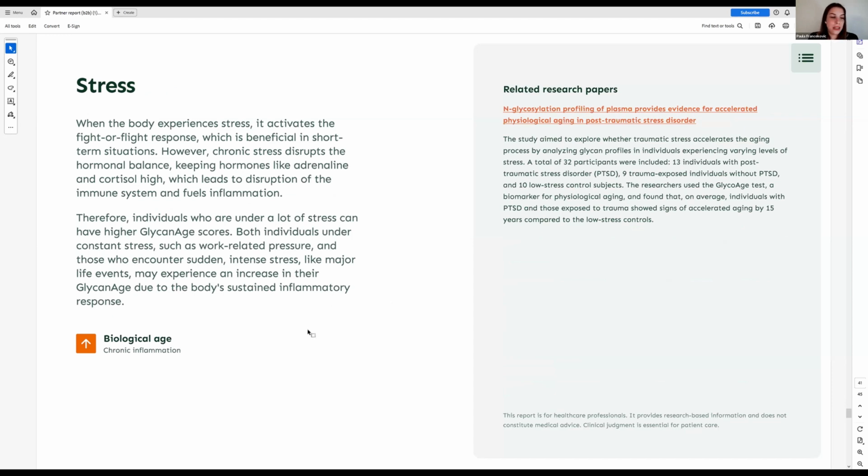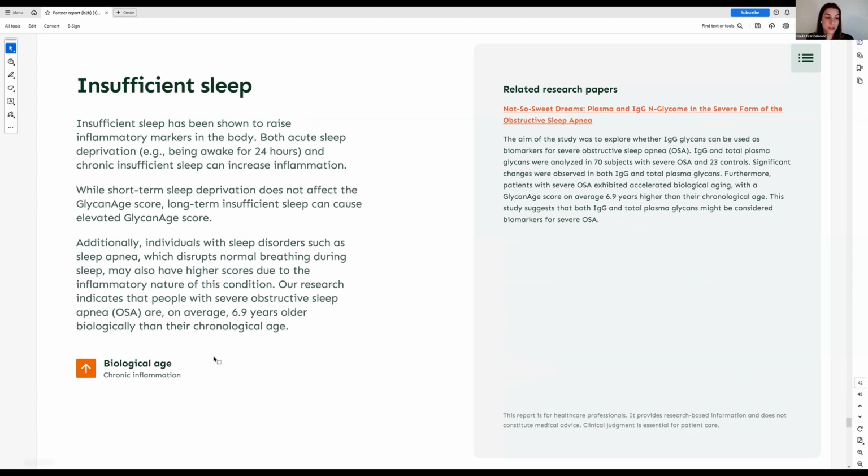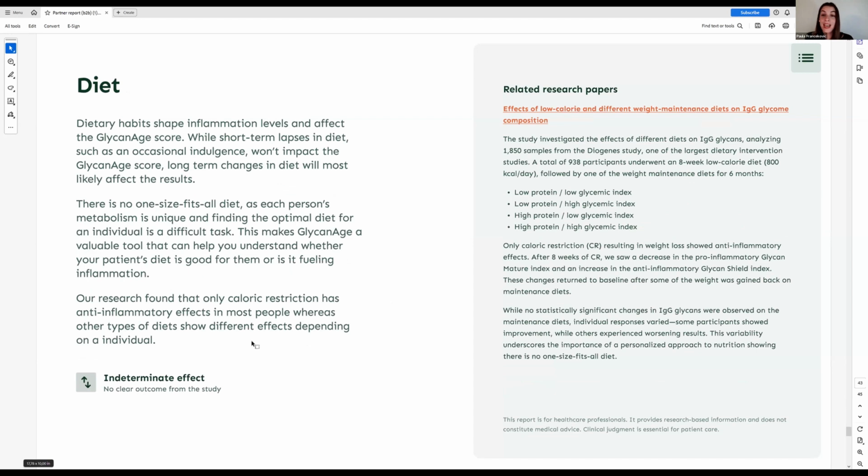Stress generally increases the overall biological age. It can also increase the glycan lifestyle and cause other specific changes, but this is from a study where only the biological age increase was observed. Insufficient sleep, like I mentioned, also generally increases the biological age.